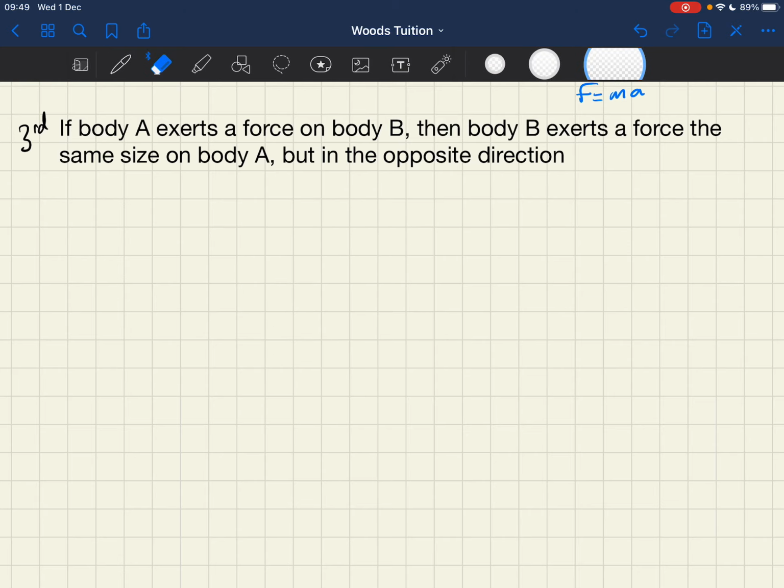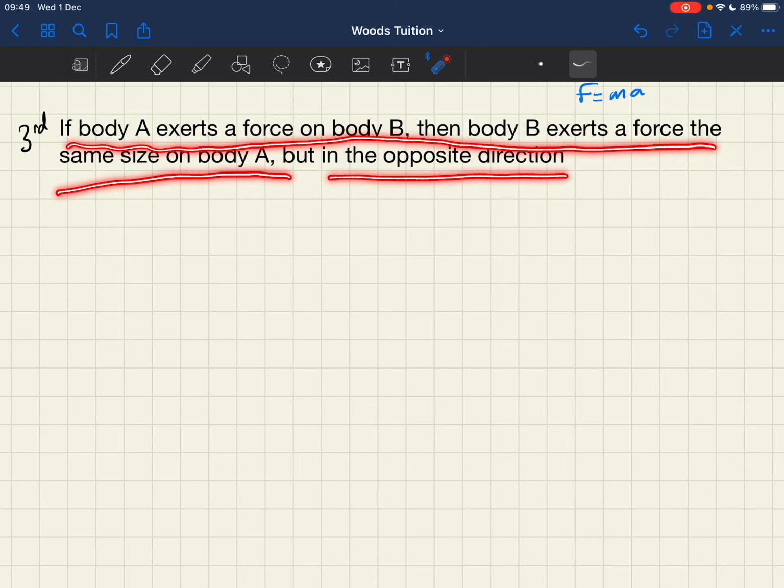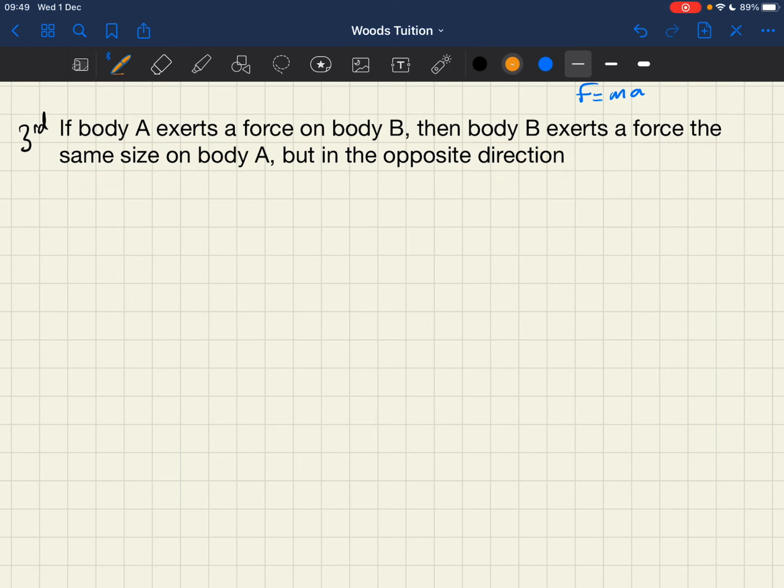Okay, so the third law: if body A exerts a force on body B, then body B exerts a force the same size on body A, but in the opposite direction. So essentially, this is every action has an equal and opposite reaction, where if you have a block sitting on the ground, then that block is going to be exerting a force which is equal to the mass times the acceleration due to gravity on the ground. So that's the force due to the mass, or the weight.